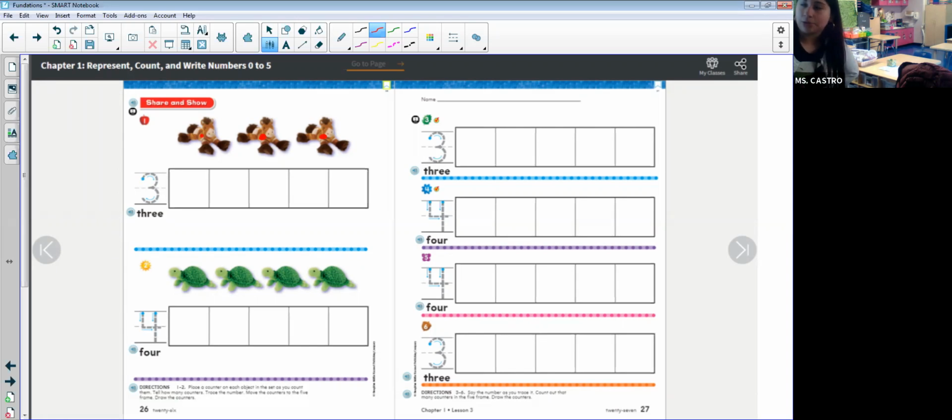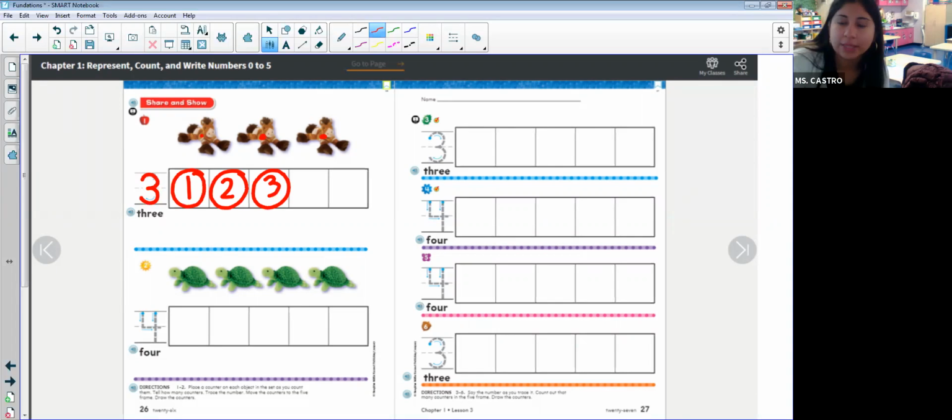So now I'm going to trace the number 3. To trace the number 3, you start at the blue dot. You go up, around, in, back out, and around. And that's how you form the number 3. Now I have to show the 3 horses in the 5 frame. So I'm going to draw my circles. 1, 2, 3.